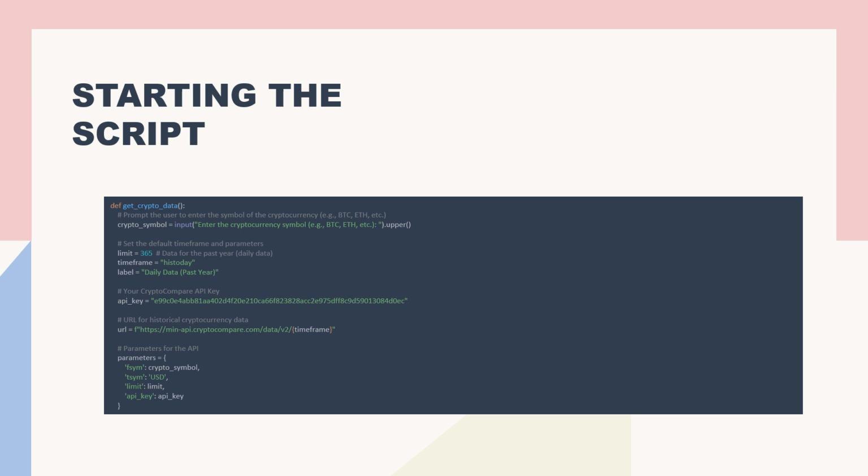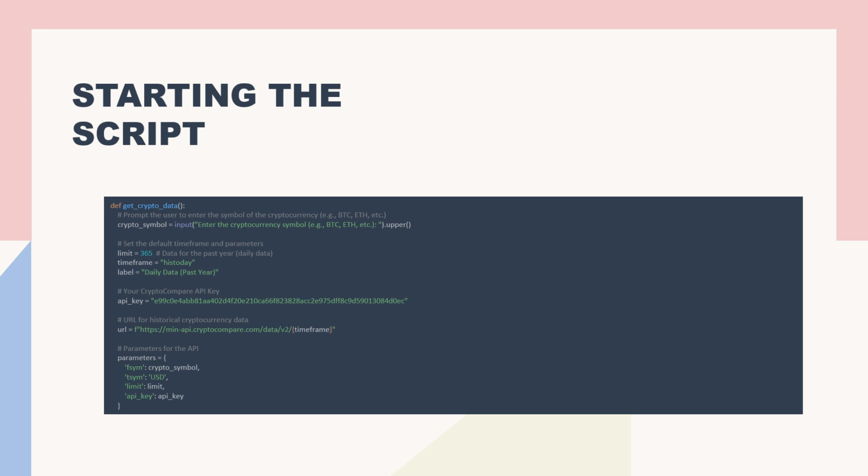Let's begin with starting the script, which is step 1. The first thing the script does is ask for the cryptocurrency symbol, like BTC for Bitcoin or ETH for Ethereum. Once you enter the symbol, the script fetches the past year's price data. How does the script do this? It connects to an online service called CryptoCompare using its API.